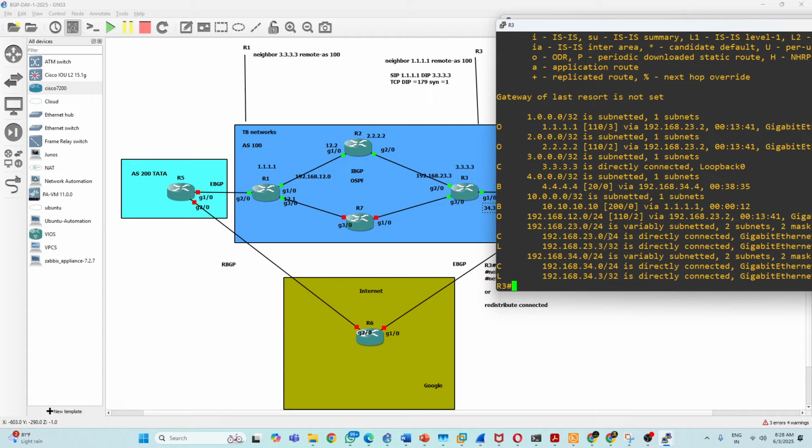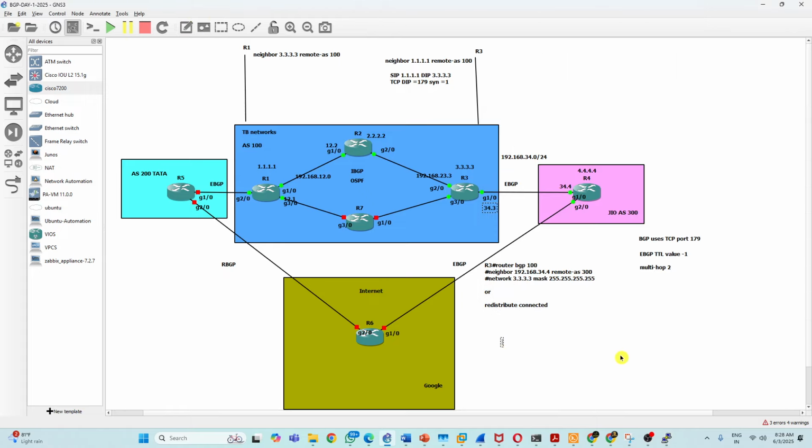What is the administrative distance of IBGP? It is 200. If it is 200, it is an IBGP route. If it is 20, it is an EBGP route. Is it clear, everyone? Now, what are the AD values? Static is 1, OSPF is 110, EIGRP is 90, and BGP: IBGP is 200 and EBGP is 20. So many protocols we learned today.